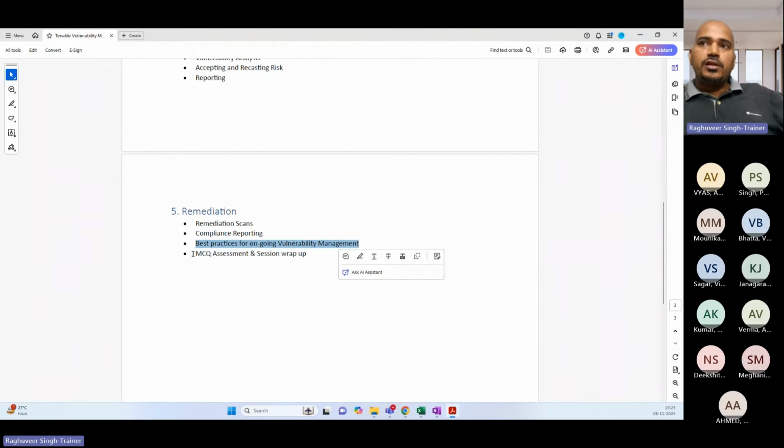In the end, we will have an MCQ based assessment and we will wrap up the session. The training will get over, the relationship will continue for a longer duration. That's about the agenda that we are going to cover in this training.